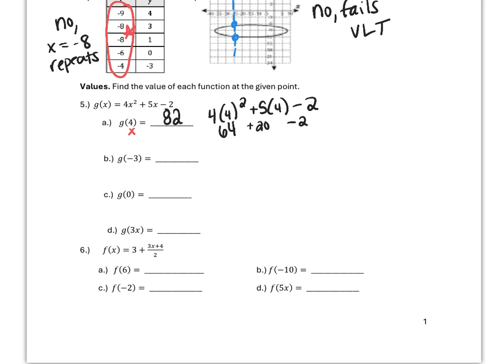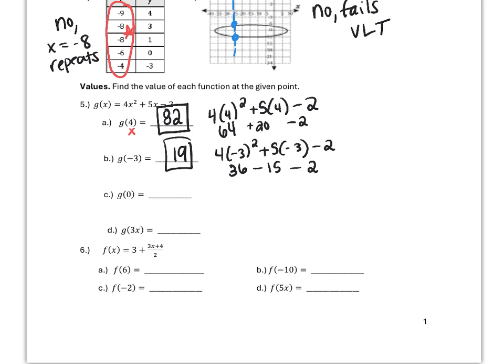And we'll do the same thing with -3, always being super careful with our signs. So we get 4 times -3 squared plus 5 times -3 minus 2. So again, order of operations, -3 squared is going to give us +9. 9 times 4 is 36 minus 15 minus 2. So then 36 minus 15 is 21, minus 2 is 19.